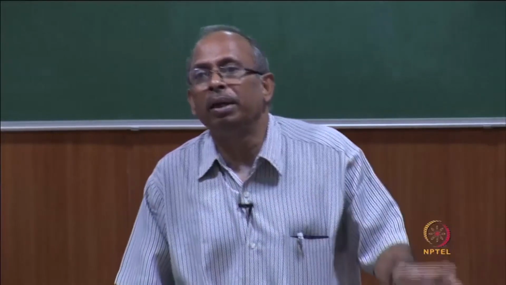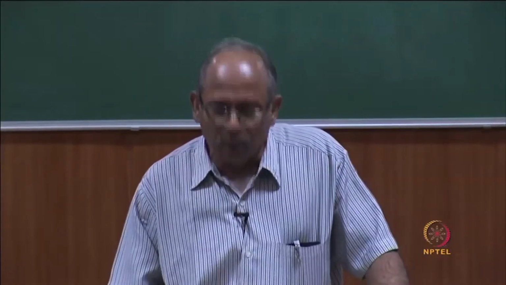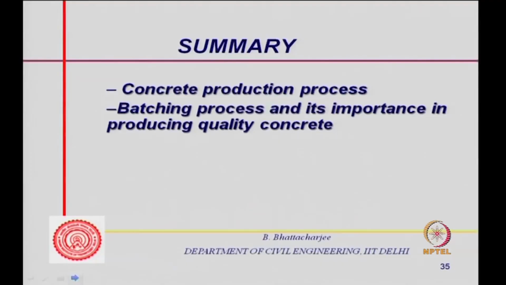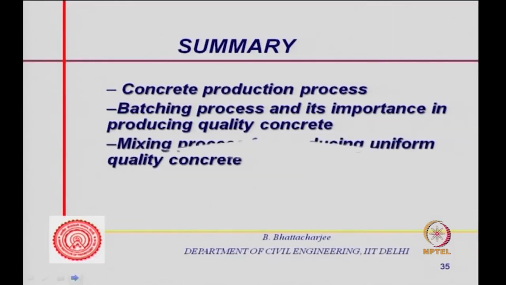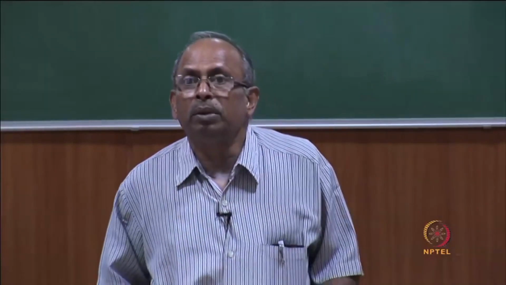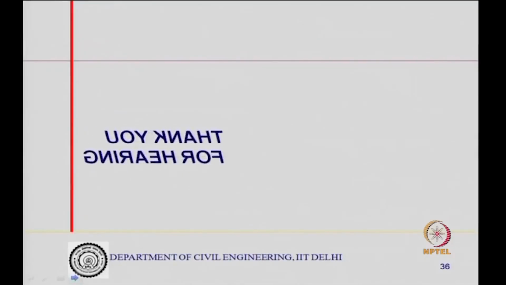Quality control is related to both. So, we have looked into the concrete production process, what are the steps involved. Then we have looked into the batching process and its importance in producing good quality concrete, engineered quality concrete, and then we have looked into the mixing process for producing uniform quality of concrete. So, that is what has been part of our discussion right now, and with this we conclude our discussion.